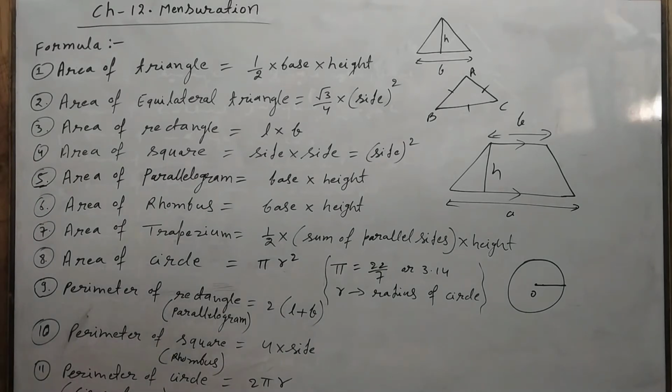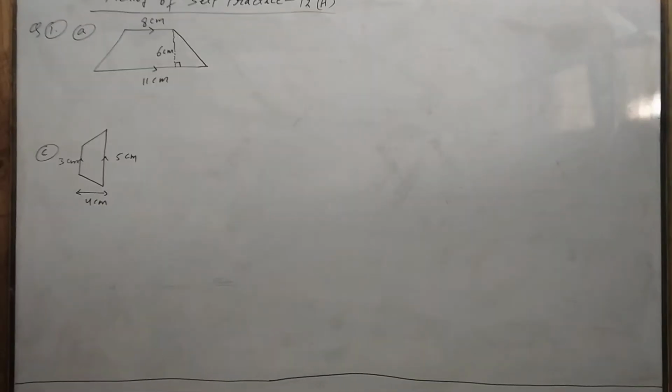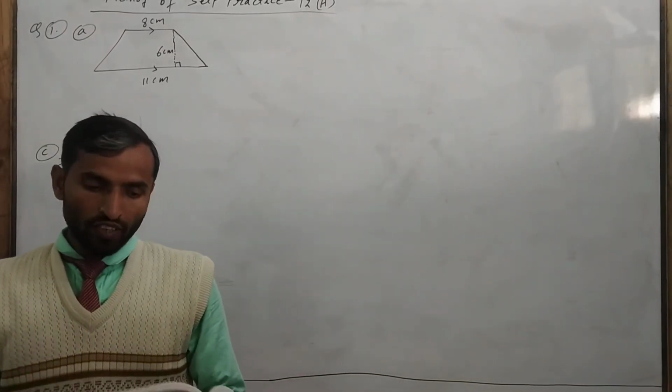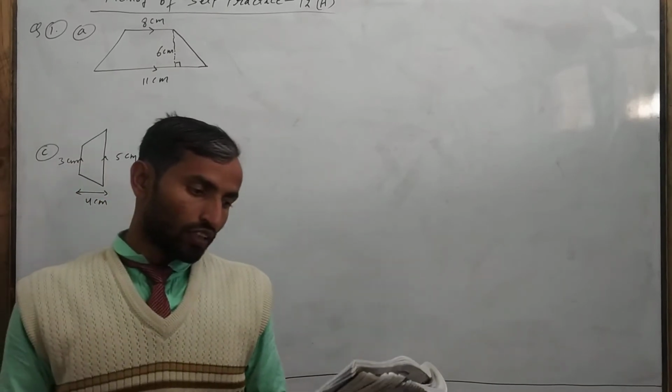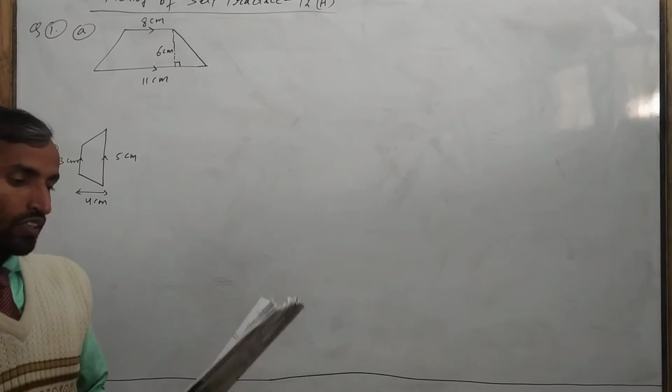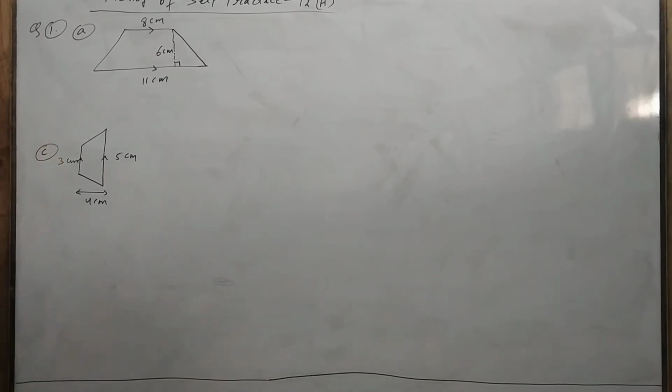First of all, read the question number first in the 12a. What is it asking? First of all, read the question first. Now we have to do self practice 12a. In the first question, it is asking to find the area of the following trapezium. 3 trapeziums are given in A, B, C. So just you see, I already drew the first, A.